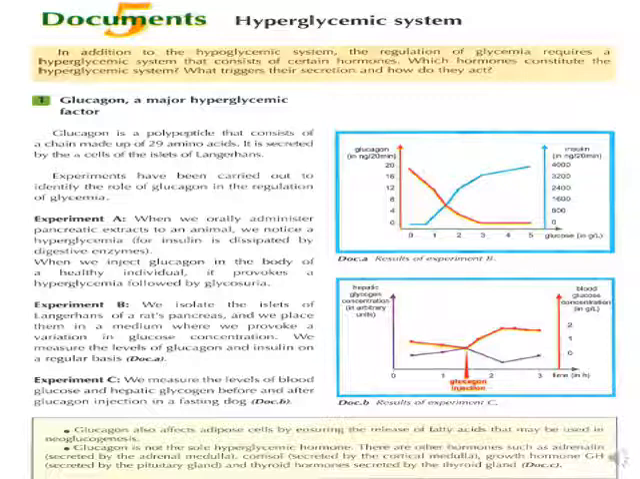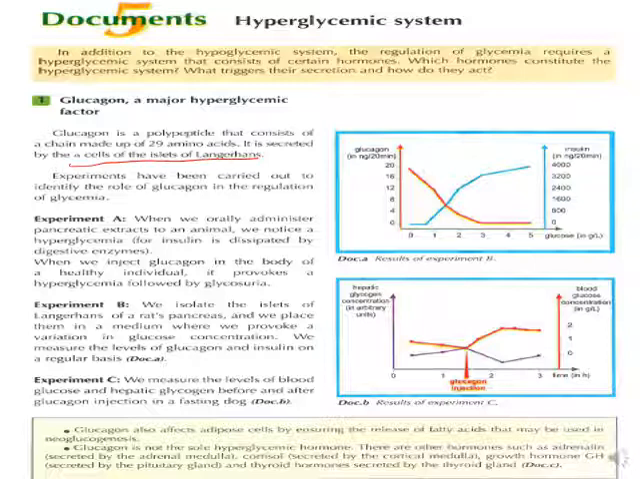First paragraph, let's talk about glucagon, a major hyperglycemic factor. Glucagon is a polypeptide that consists of a chain made up of 29 amino acids. It's secreted by the alpha cells of the islets of Langerhans. Experiments have been carried out to identify the role of glucagon in the regulation of glycemia.